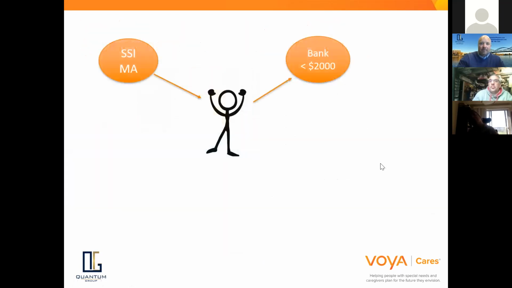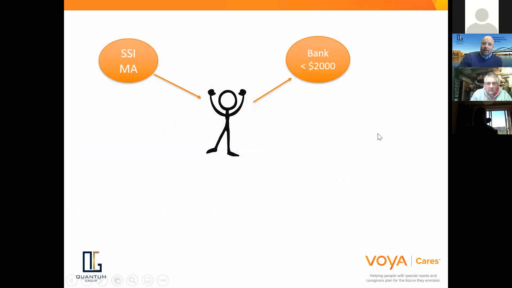But if you're an individual on SSI and medical assistance, one of the limitations that you have in most cases is an asset limit, or a means test, that only allows you to have $2,000 in the bank. That would be for both SSI and medical assistance. Now you may have some other benefits that don't have that restriction. But in most cases, if you have medical assistance or SSI, you're going to have this issue.